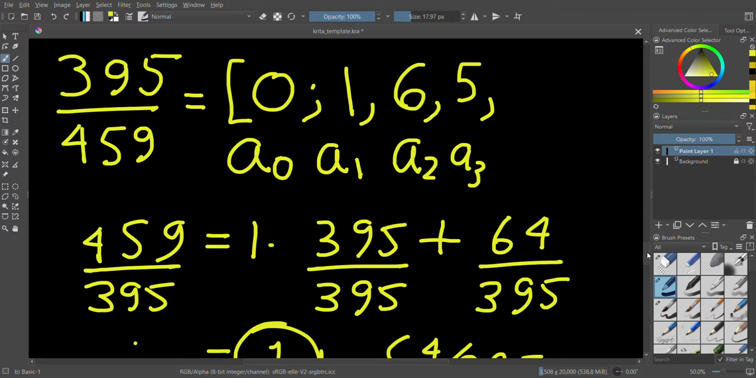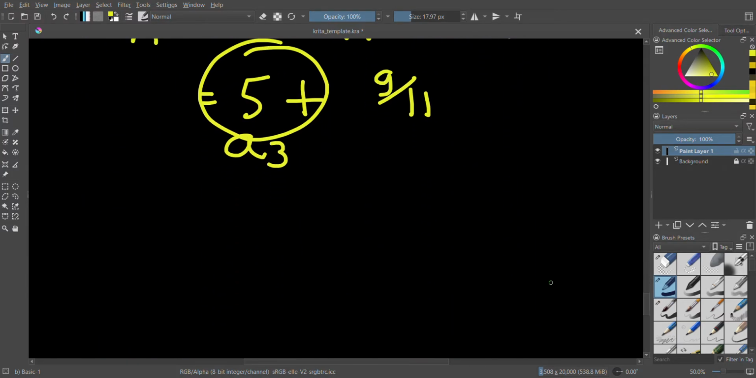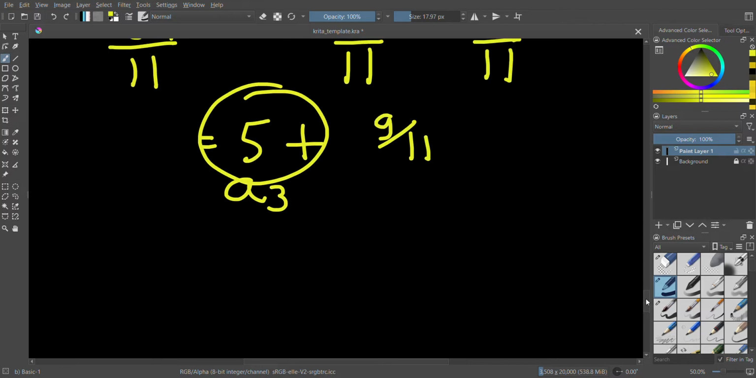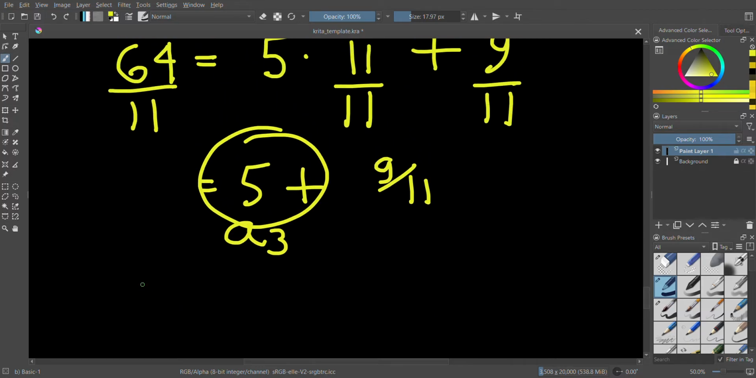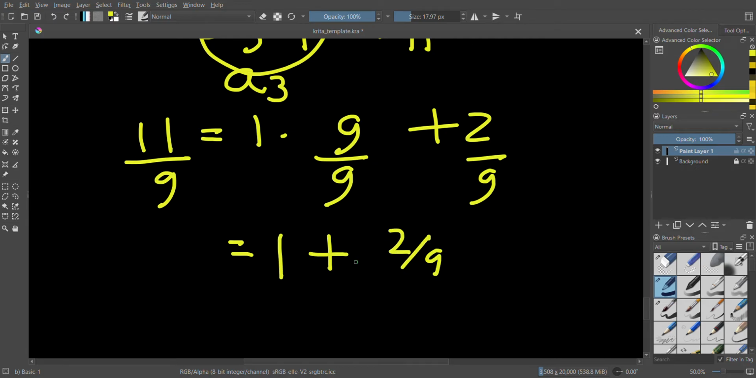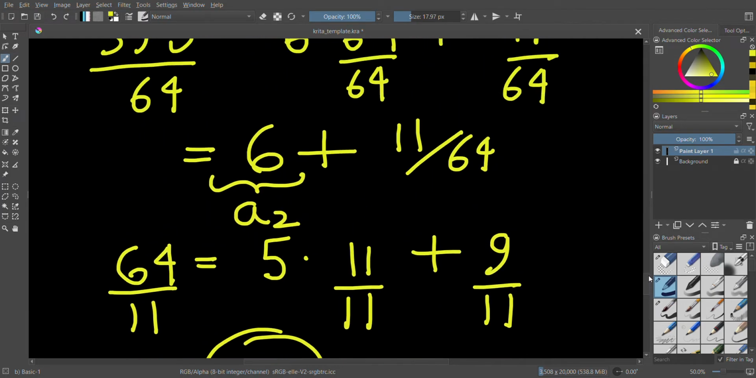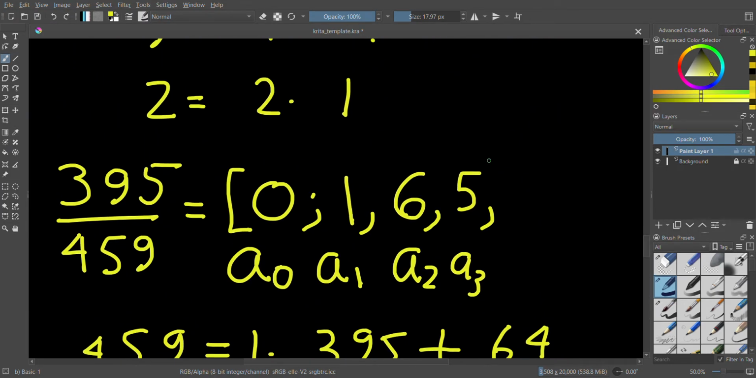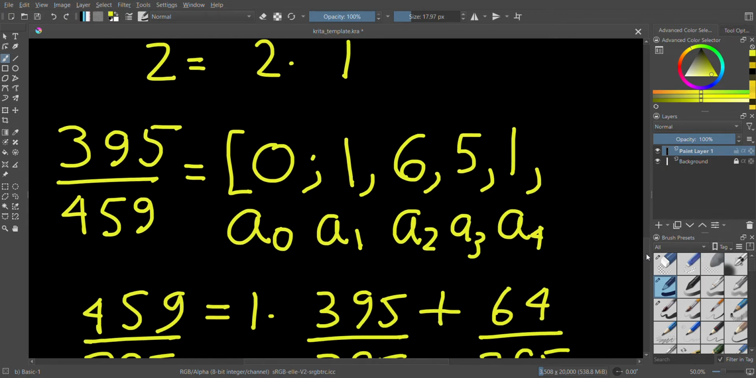Okay, the next equation is 11 is equal to 1 times 9 plus 2. Divide that by 9. And this is 1 plus 2 over 9, and this is our a sub 4. So a sub 4 is equal to 1. Okay.